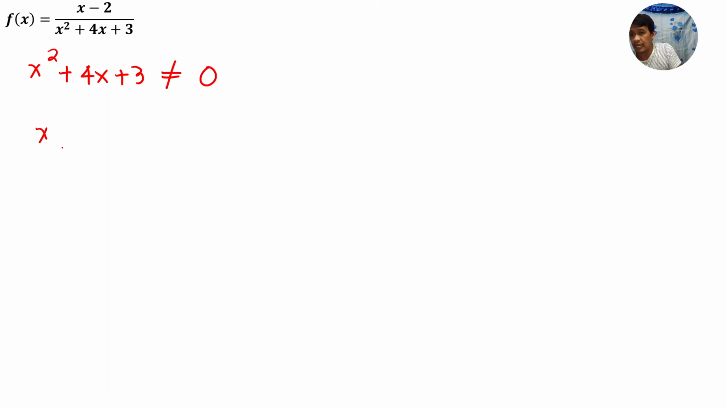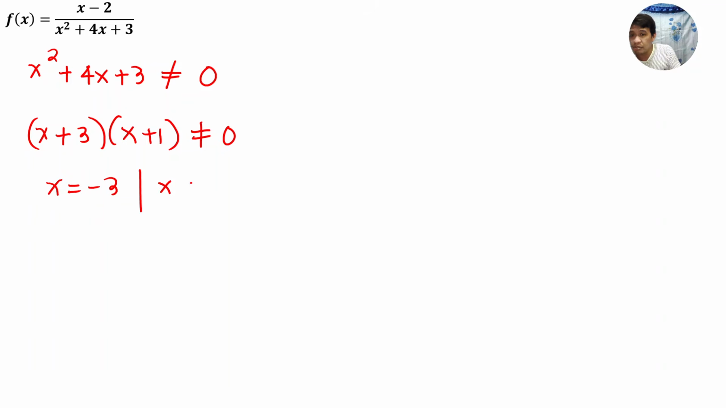So this is x plus 3 times x plus 1 must not be equal to 0. We factor the denominator to get the domain. Then we get the critical values: x is equal to negative 3 and x is equal to negative 1. Our denominator must not be equal to 0, so x must not be equal to negative 3 and x must not be equal to negative 1.